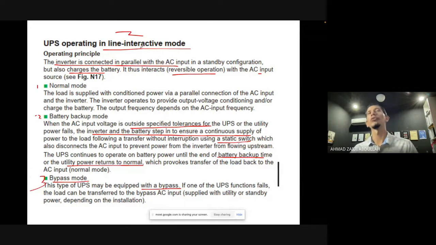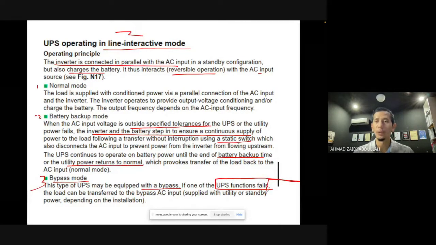And for information, if you want to design a UPS, make sure the minimum type of UPS that you install is at least interactive or online. That's all. Offline is rare. Offline we can use for ourselves. And if one of the UPS functions fails, see that. Say the UPS function fails, so the load can be transferred to the bypass AC switch.